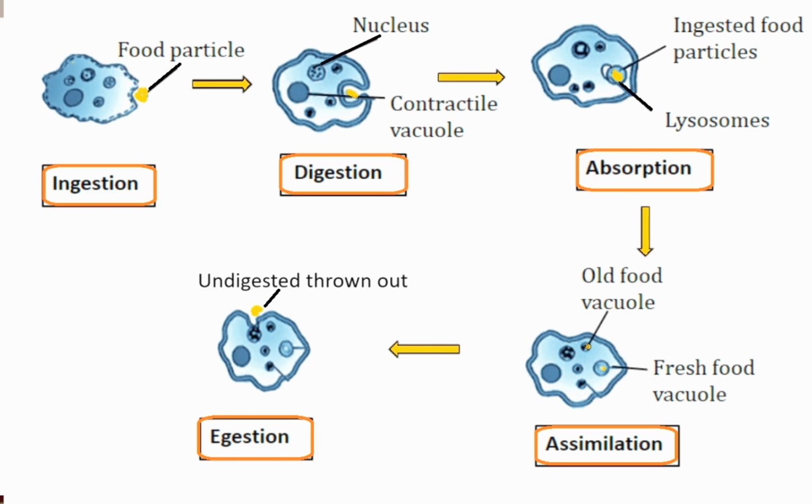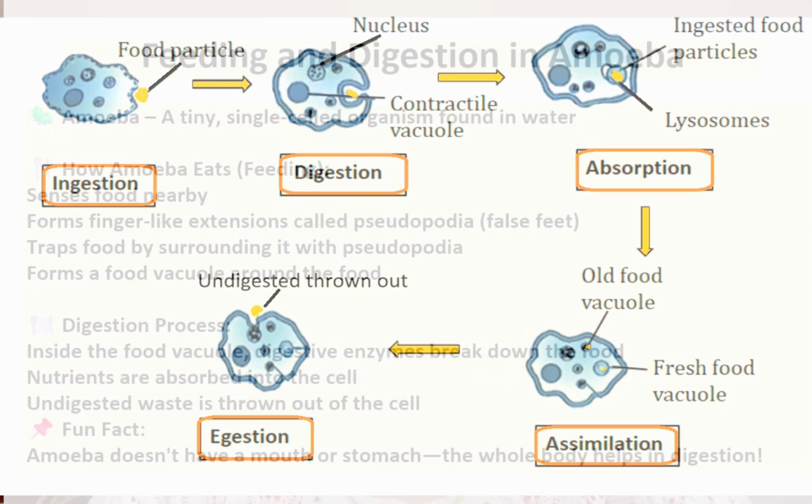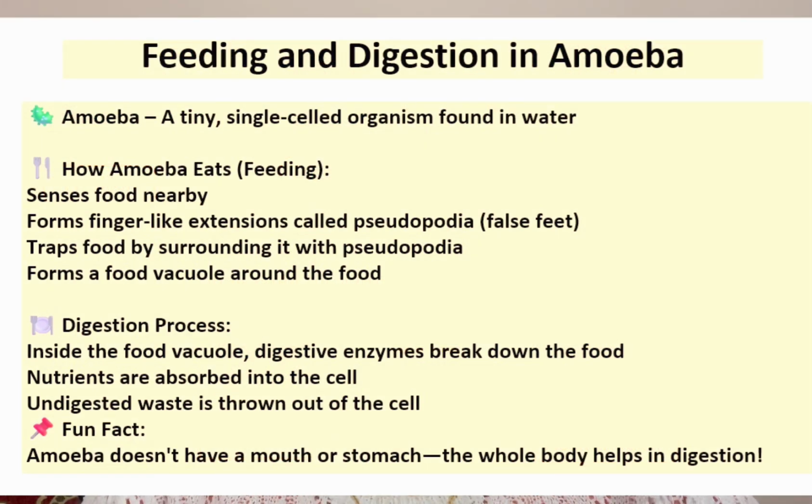The food is enclosed in a food vacuole where digestive enzymes break it down. Nutrients are absorbed into the cell and any undigested waste is expelled out. Amoeba doesn't have a mouth or stomach. The whole body is involved in digestion.